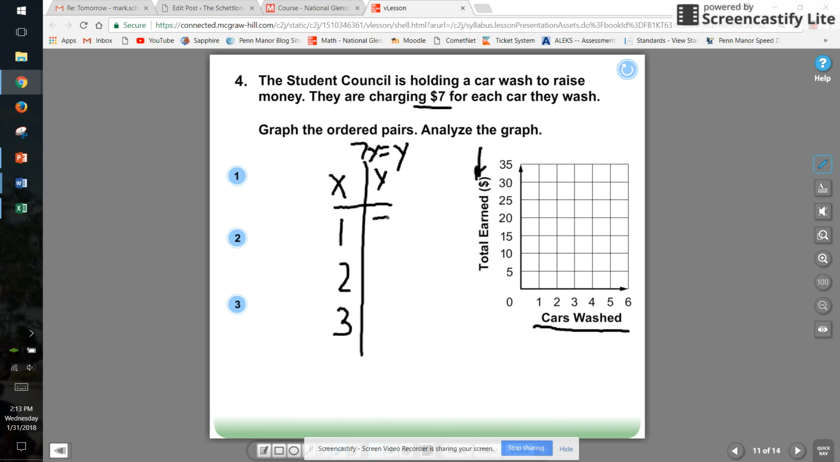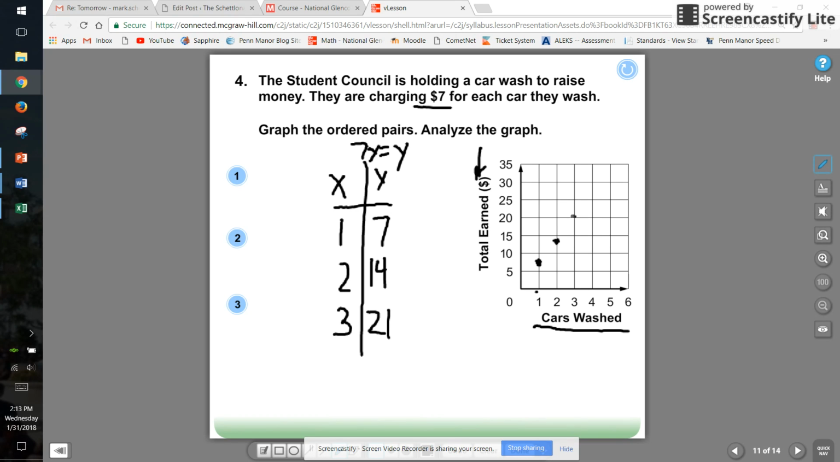1 times 7 is 7. If I do 2 cars, I'll have $14. If I do 3, I'll have 21. And then I'll stop because I'm tired. Let's graph it. And 1 over and up 7 should be right about there. 2 and 14, right about there. And 3 and 21, right about there.